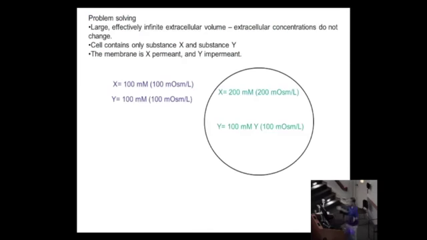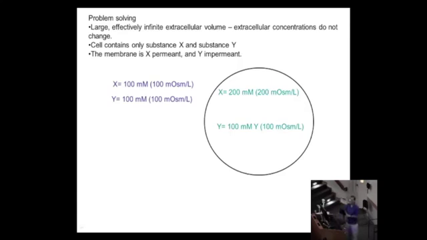So I have a cell, and I drop it into a beaker. X is permeant to the membrane, Y is impermeant, okay? So I have 200 millimolar of X inside the cell and 100 of Y inside the cell, and I have 100 of each outside the cell.